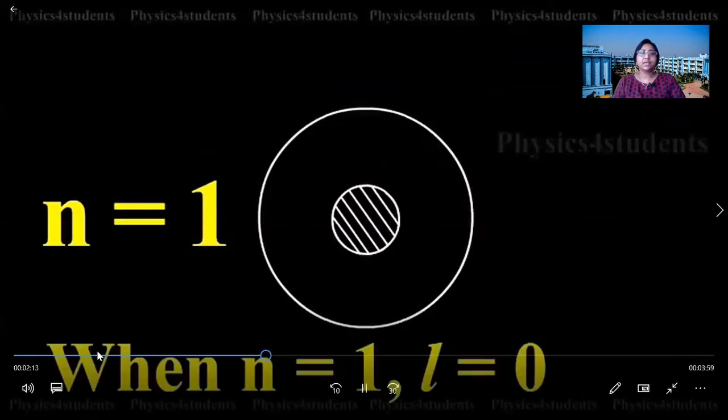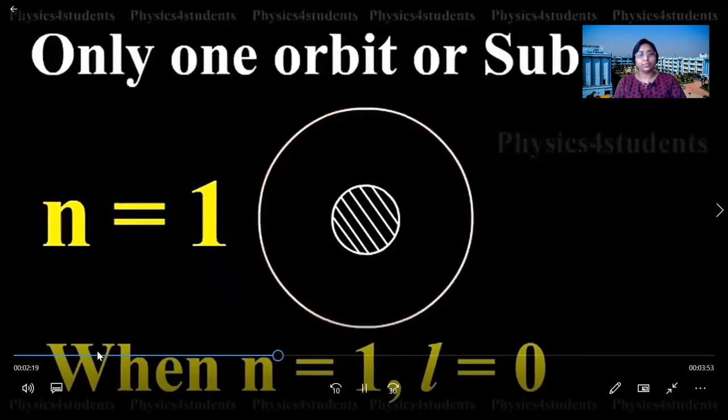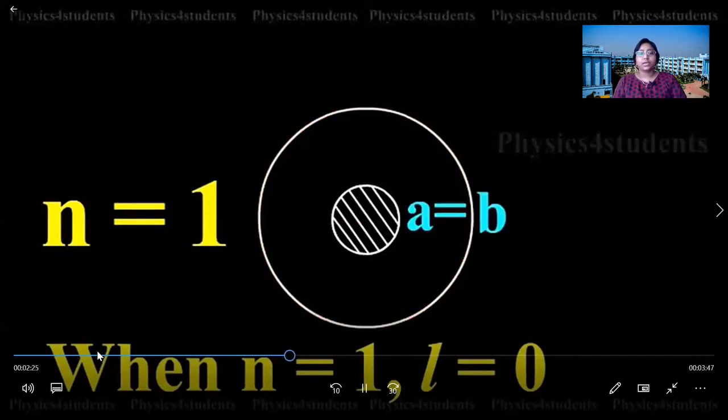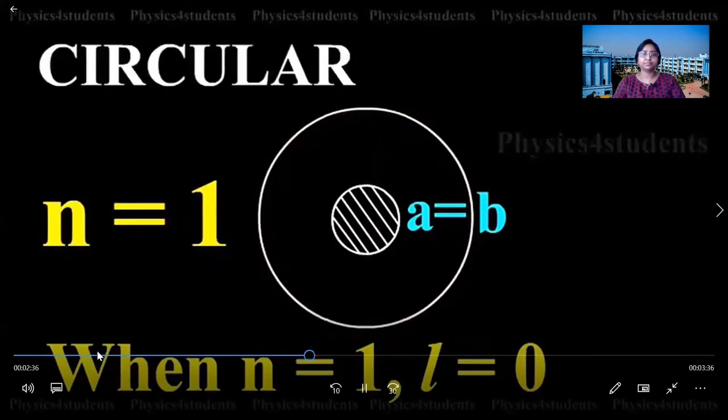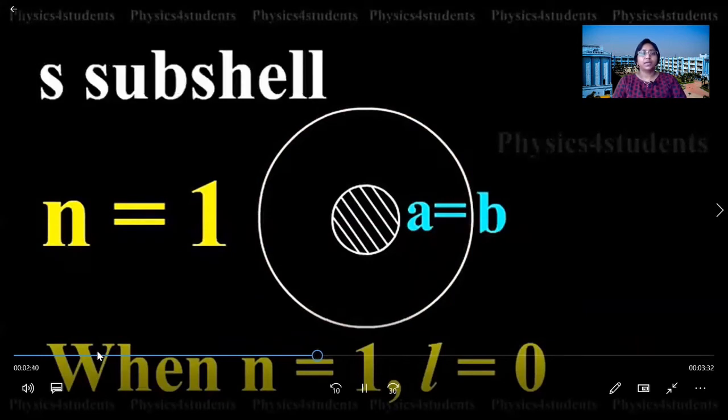So when n is equal to 1, then l will be equal to 0. Only one orbit or one subshell is there. So a is equal to b, as you will get from the equation. So it is the circular s subshell. This is the s subshell.